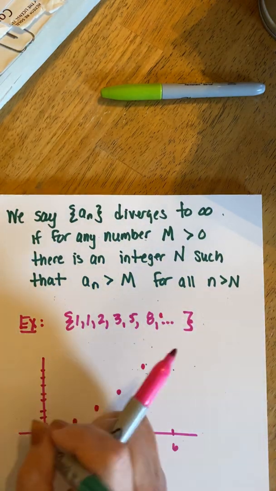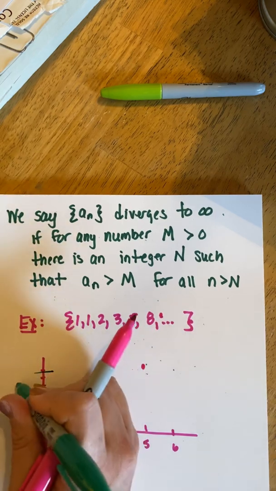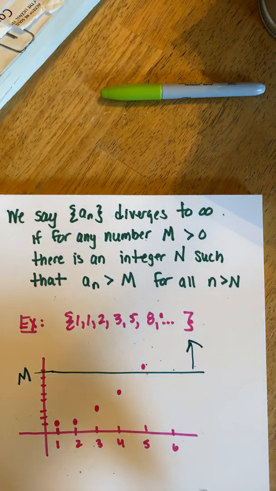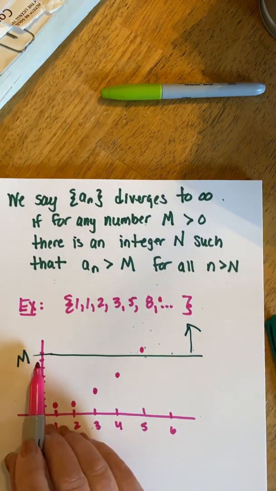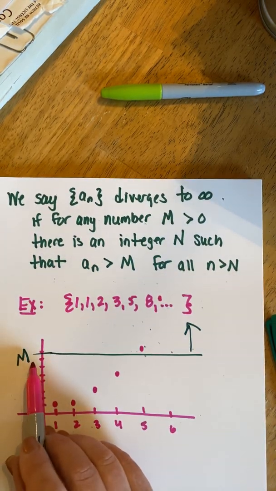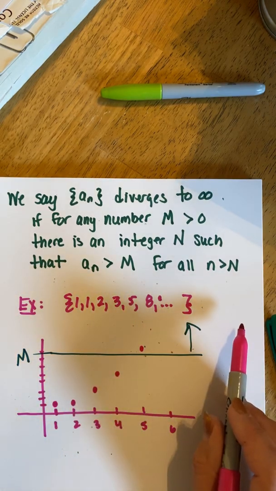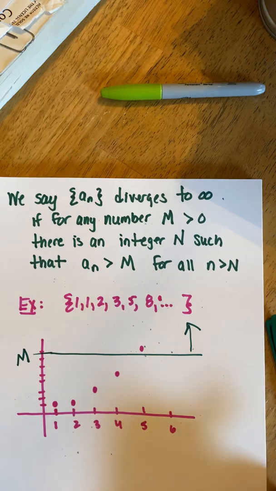And this says we can pick any number, and eventually all the sequence terms will be above that number. So here I chose m to be relatively small, but I could choose m to be something really large, like 1,000,000. And eventually, we could take the sequence out far enough where all the outputs would be above 1,000,000.